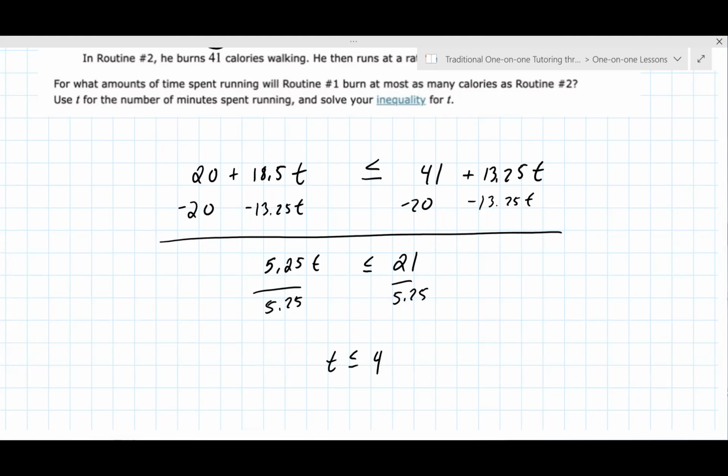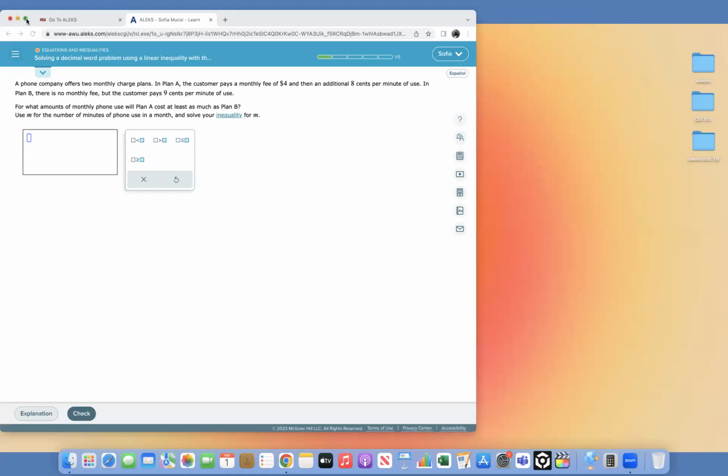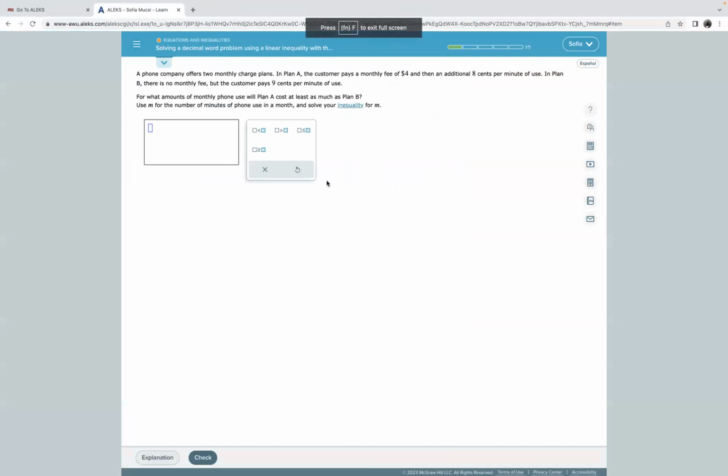I'll share my screen again, and I can start attempting this one because they're easy to set up. I think it's just the signs. A phone company offers a monthly charge. In plan A, the customer pays $4 and an additional 8 cents per minute, so plus 0.08. In plan B, there is no monthly fee, but the customer pays 9 cents per minute. For what amounts of monthly phone use will plan A cost at least as much as plan B?